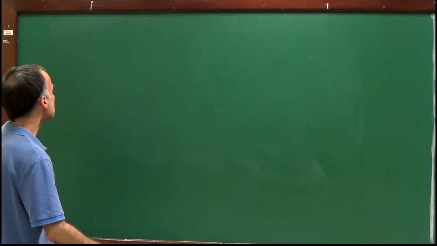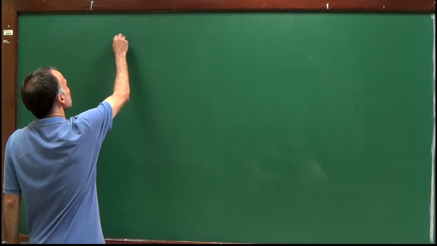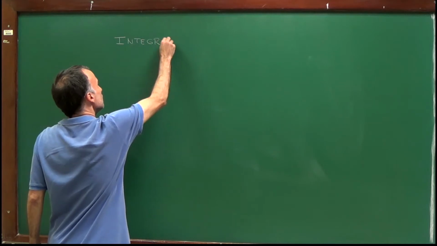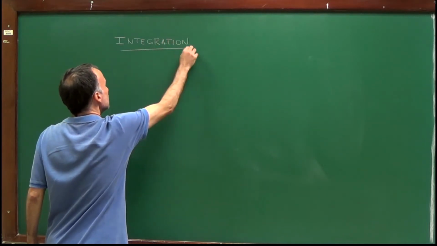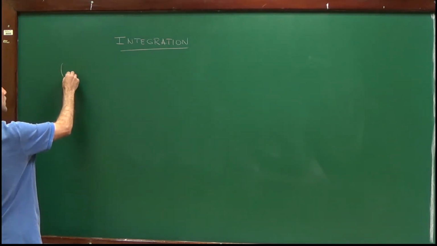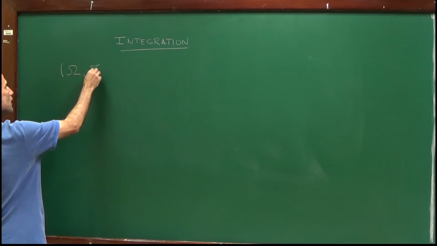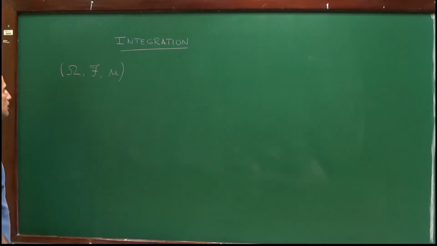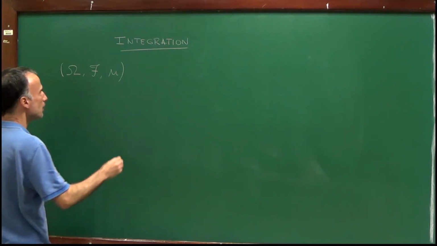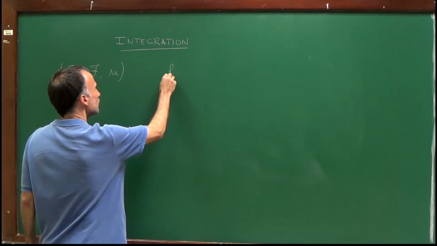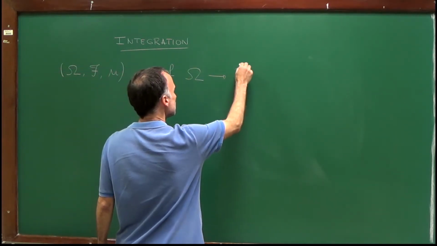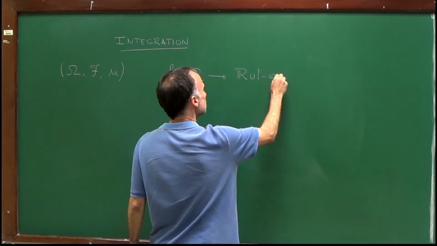So we will start with this lecture, talk about integration. So the point will be to consider a space, a sigma algebra of subsets of this space, and a measure which is defined on this sigma algebra. And now we will have functions which are defined on omega and take values in R union minus infinity, plus infinity.